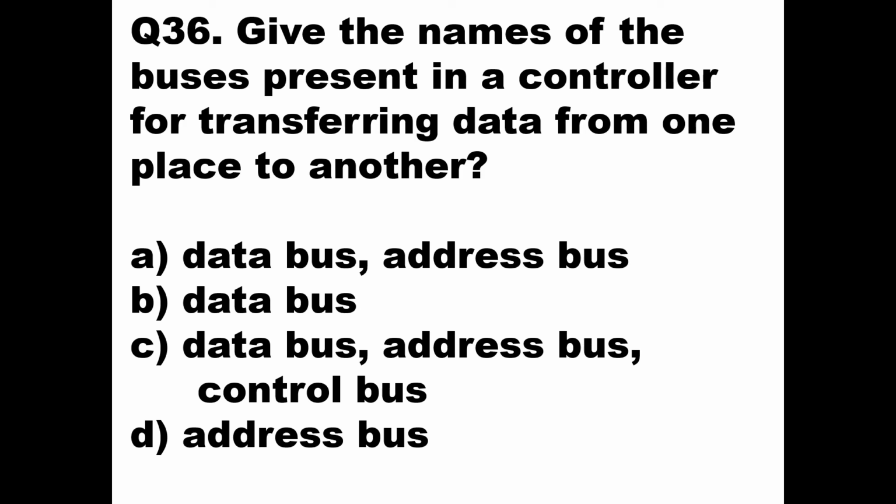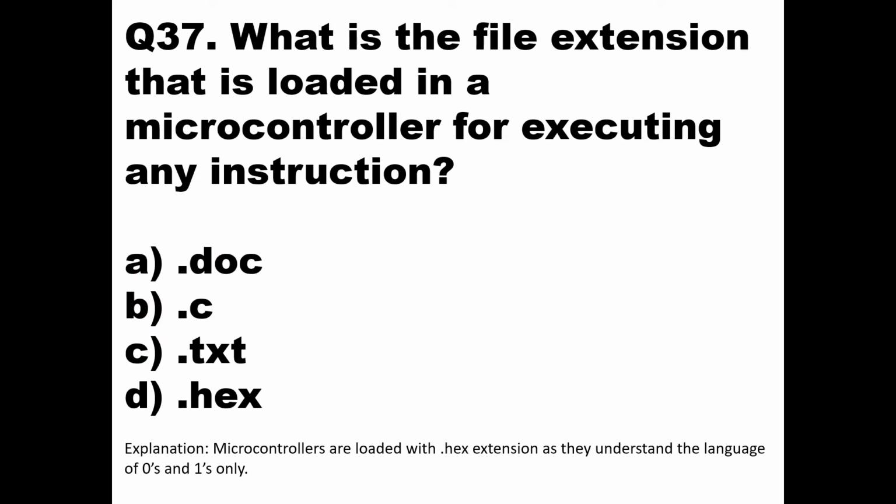That means for transferring data from one place to another, we require control bus, address bus, and data bus. So here option C is the right one, where you have data bus, address bus, and control bus. Clear? Then we'll go to the next question, question number 37.